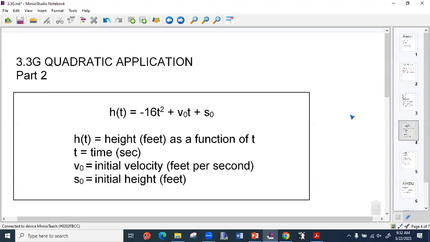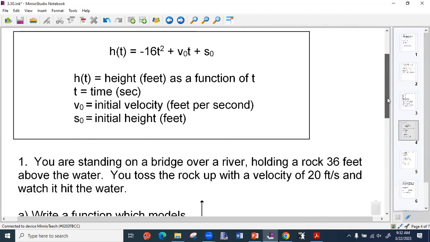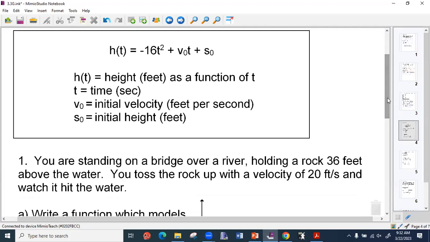All right, guys, we're on 3.3G, our quadratic / polynomial application part 2. And what we're going to talk about is our height formula using the quadratic. This is a little bit of a physics cross curriculum happening here. So we have the height formula in terms of a quadratic, and h of t equals negative 16t squared plus your initial velocity times t plus your initial height.